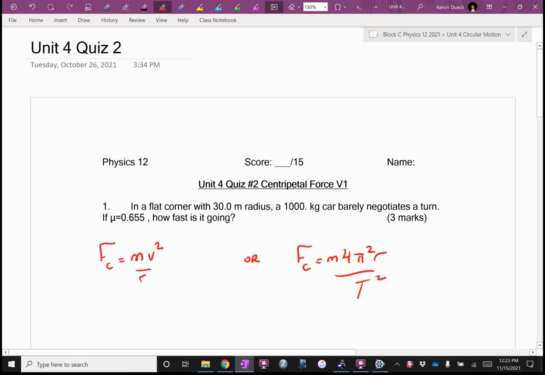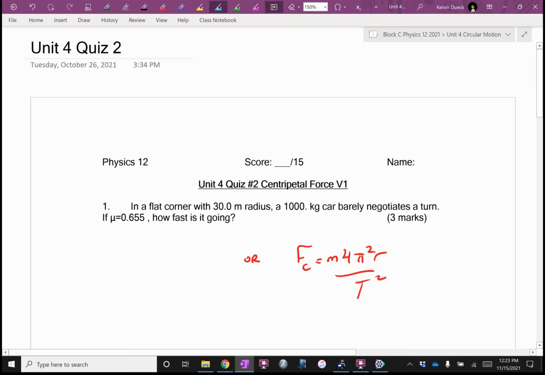There will be a multiple choice question where in this question there's 1, 2, 3, 4 variables. I'll give you 3, find the fourth. So I'll either give you FC, M, and R and say find V, or I'll give you FC, M, and V squared and say find R, or I'll give you M, V, and R and say find FC. Or in this version, I'll give you 1, 2, 3, 4 variables, 3 of those, find the fourth.